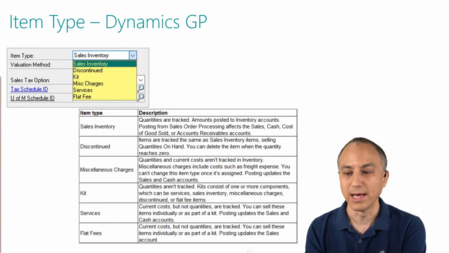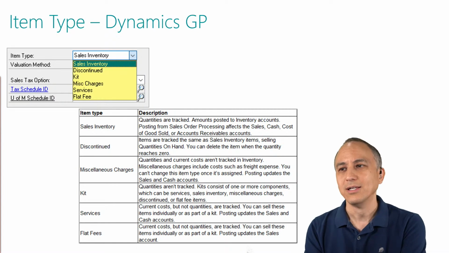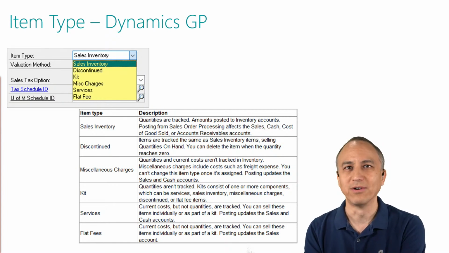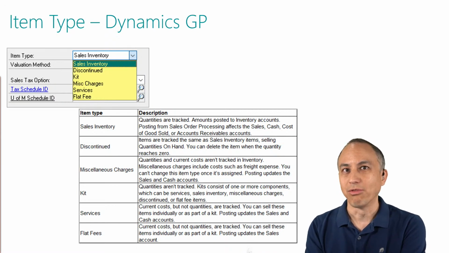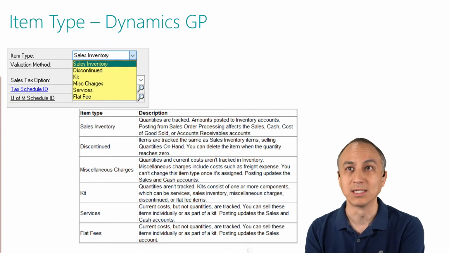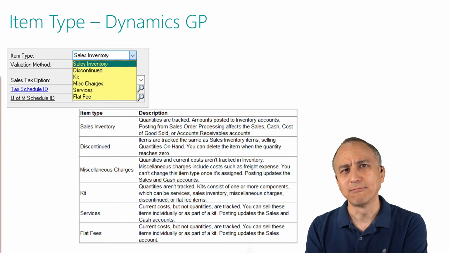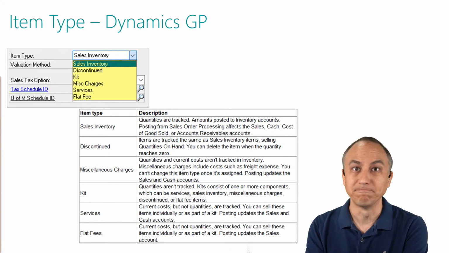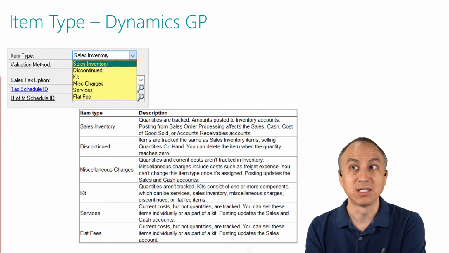I had a customer that sold wine, and they had hundreds and hundreds of bottles and types of wine, different vineyards, different labels, different vintages. It was actually kind of a nightmare. They would accumulate thousands and thousands of items, many of which they would never sell again. So that's an example of why you might want to use discontinued items. Miscellaneous charges. Why is this an item type? Well, maybe we want to have activation fees, termination fees, something like that.